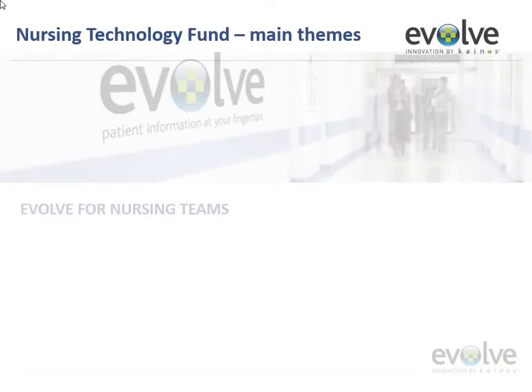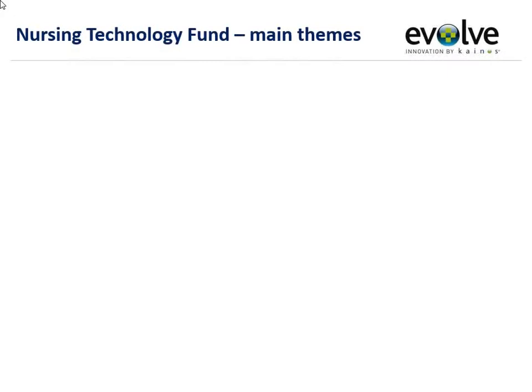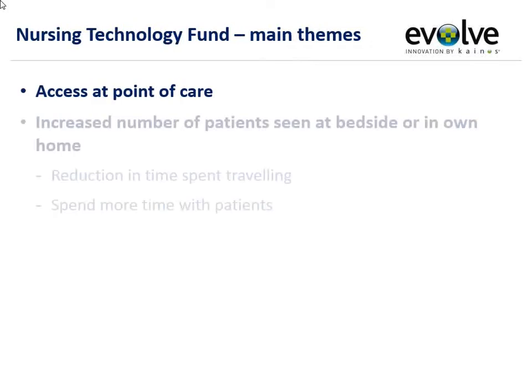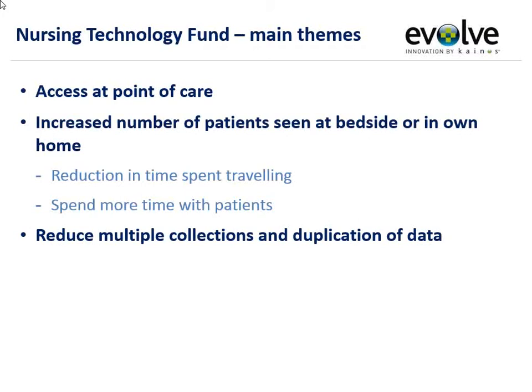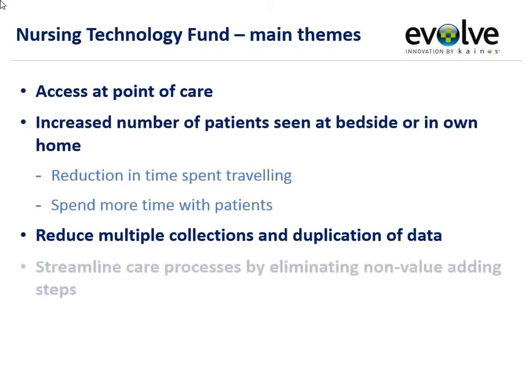In our reading of the Nursing Technology Fund, the main themes that we saw were access at the point of care, be that at the bedside or in the patient's home. The ability to increase the number of patients seen, reducing the amount of time that nurses spend traveling if they're out in the community, enabling them to spend more time with the patient. Help to reduce the incessant repeating of collection of the same data over and over again, so much better data reuse. And then also releasing time back to care by reducing waiting time, bringing down waiting lists, etc.